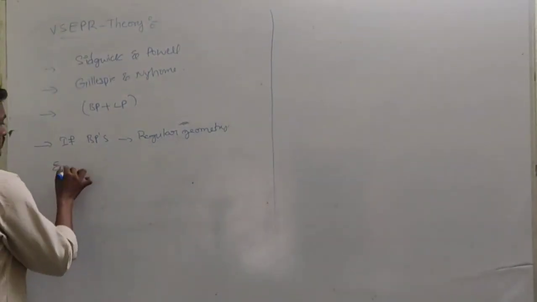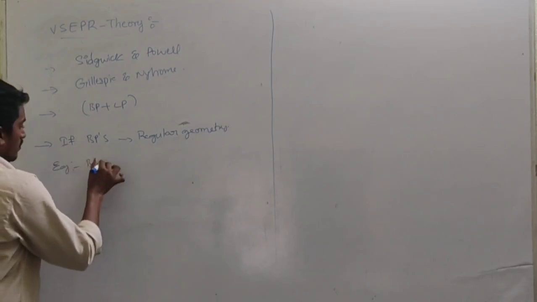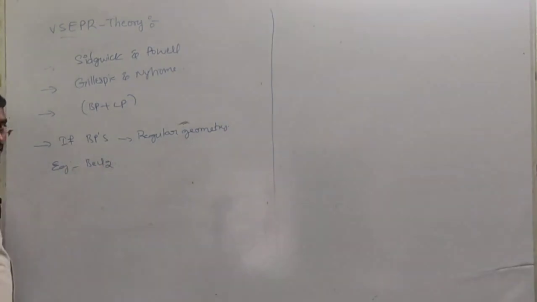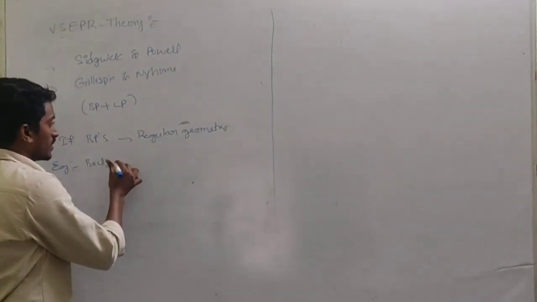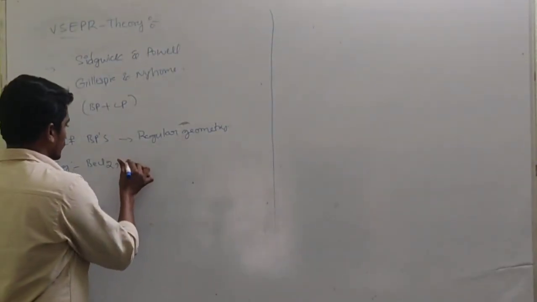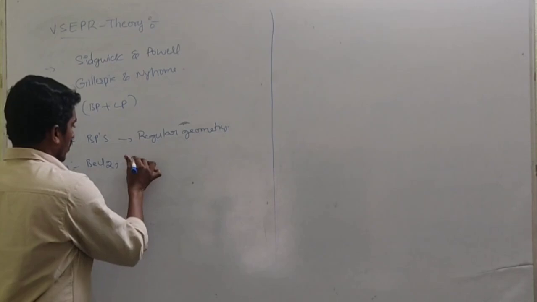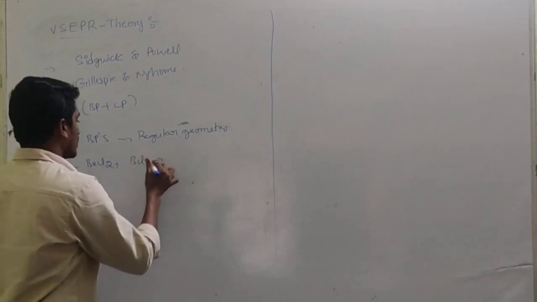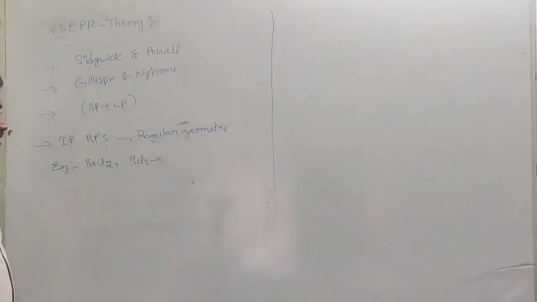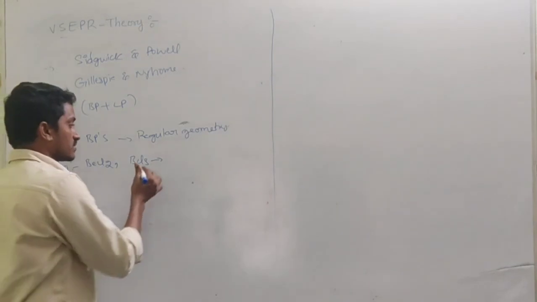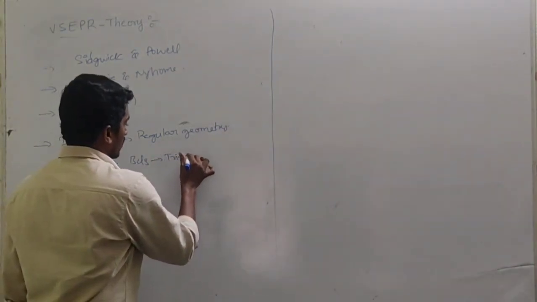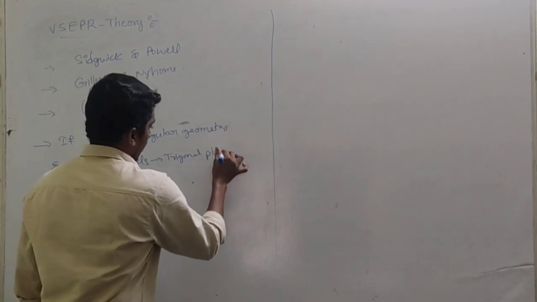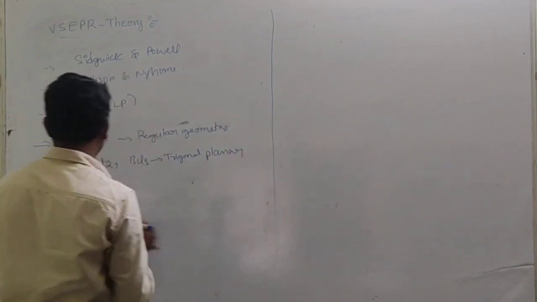For example, beryllium chloride. In that, the central atom has only bond pairs, so it is linear geometry. And boron trichloride, in that also the central atom has only bond pair electrons. This is trigonal planar, and this is also regular geometry.